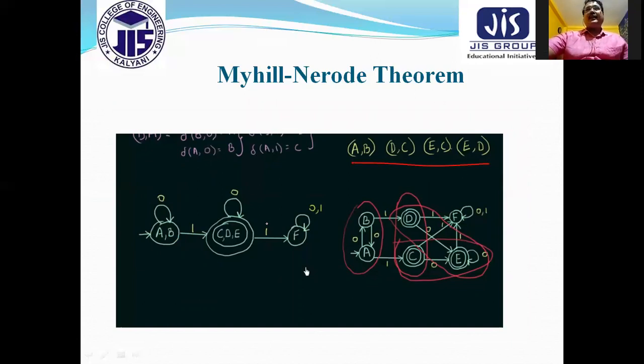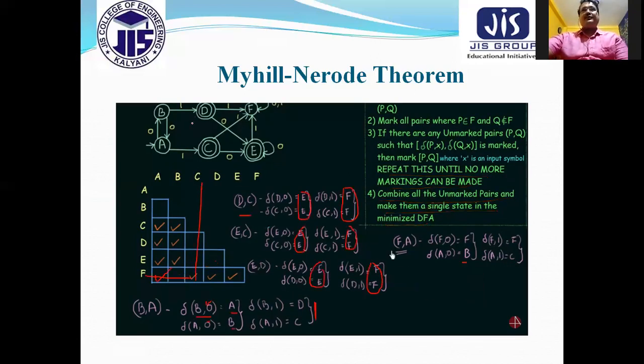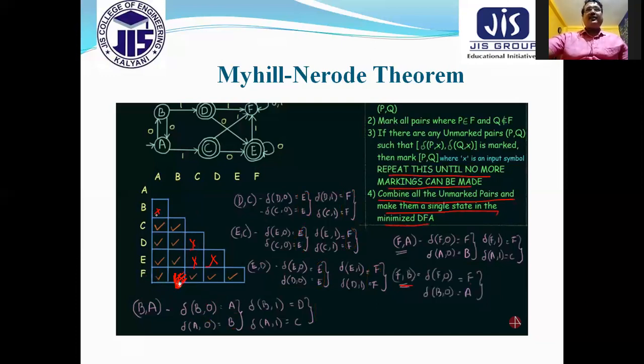So in the diagram, if you see this diagram, you have to combine all the things like what? A or B. Suppose A or B is not marked. So you have to combine all the unmarked pairs. Okay, so you have to combine in this way. Similarly, C or D not present, so you have to combine in this way. Similarly, E or C. Similarly, E or D.